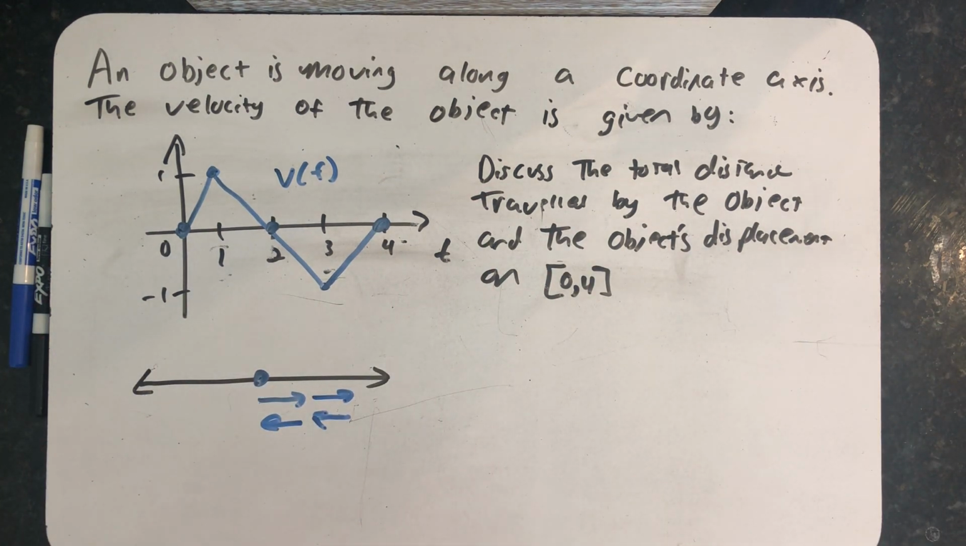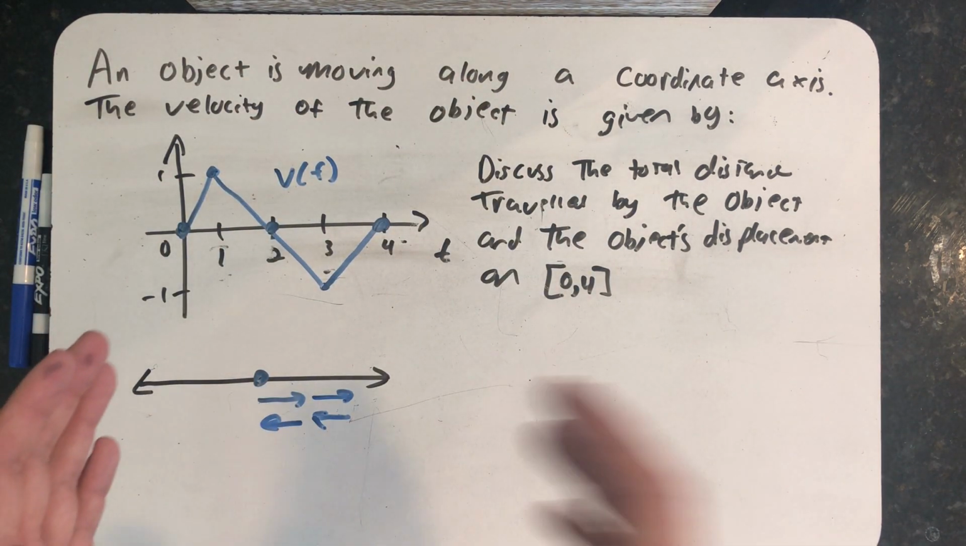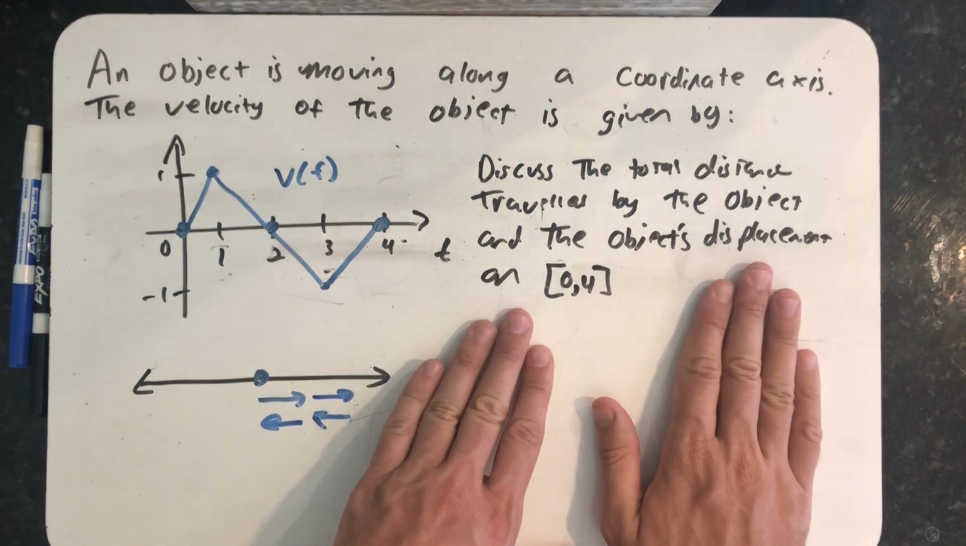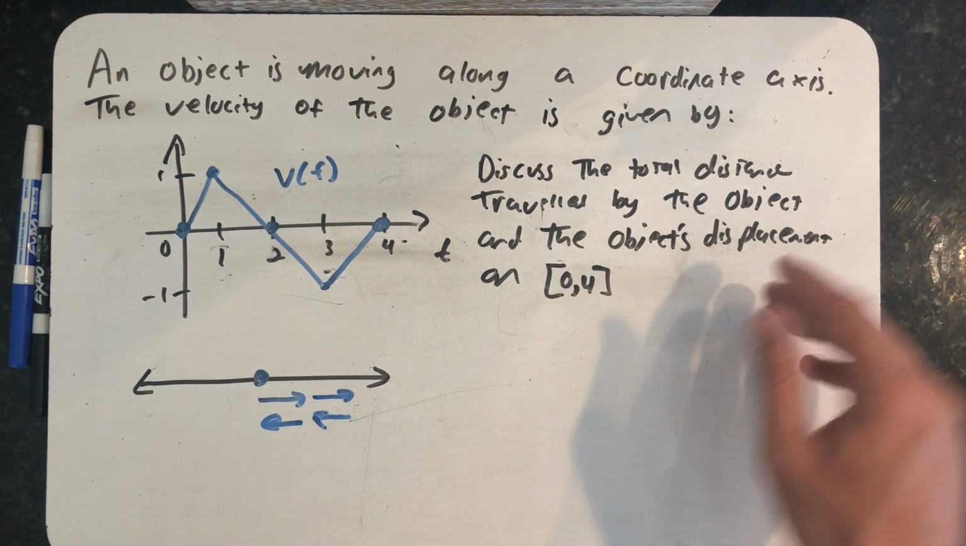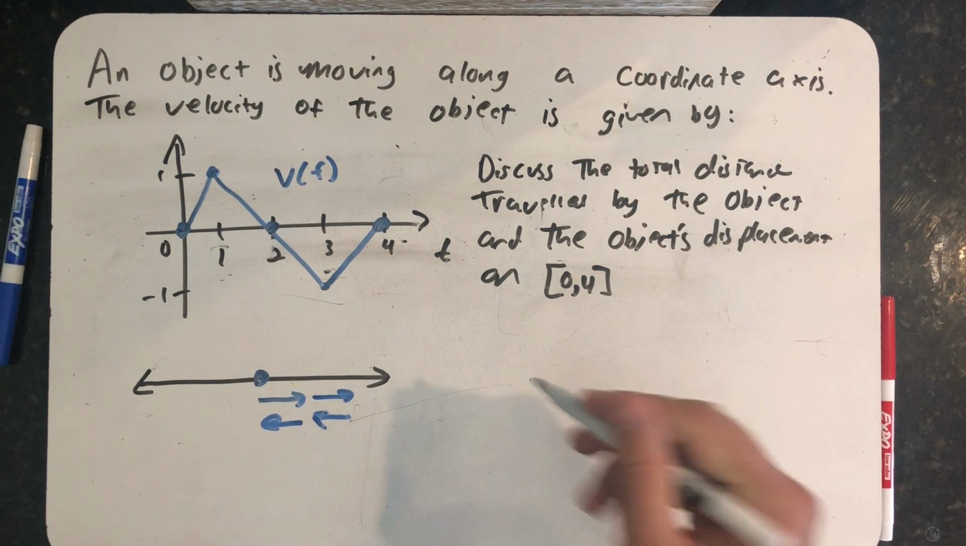Total distance traveled is always talking about literally how far. In our previous video, to talk about that, instead of looking at velocity, we talked about maybe looking at speed. So I take an absolute value, everything would be positive, and then I could calculate the total distance traveled. For displacement, I literally will just use the velocity graph.